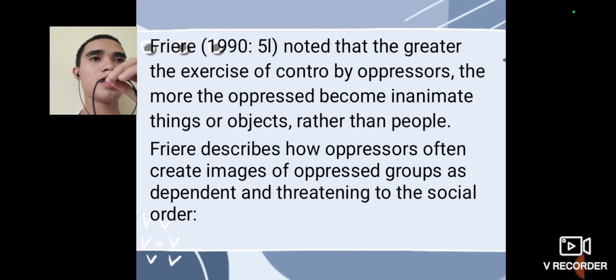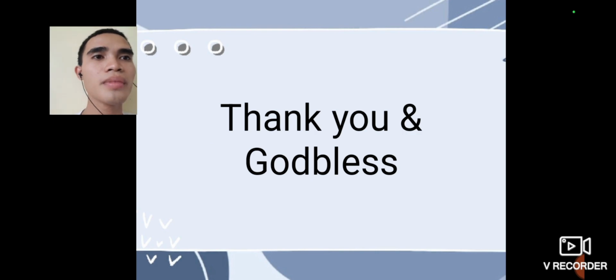Freire noted that the greater the exercise of control by oppressors, the more the oppressed become inanimate things or objects rather than people. Freire described how oppressors offer negative images of oppressed groups as dependent and threatening to the social order. Thank you and God bless.